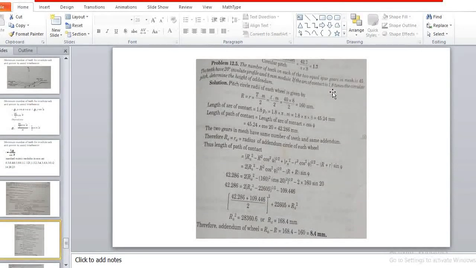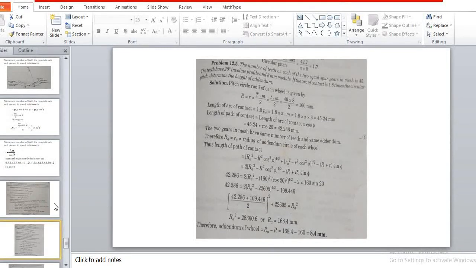The arc of contact is given as 1.8 times the circular pitch. Determine the addendum. Here we have to find the addendum value, and that addendum value is nothing but the addendum circle radius minus the pitch circle radius.